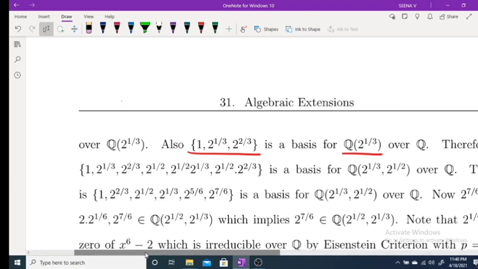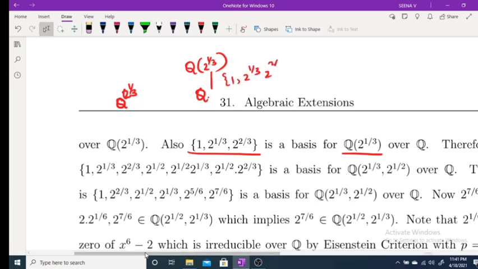Now we get like this: Q(2^(1/3)) over Q. Here the basis is 1, 2^(1/3), 2^(2/3). Now this one, Q(2^(1/3), 2^(1/2)) over Q(2^(1/3)). Here the basis is 1, 2^(1/2).